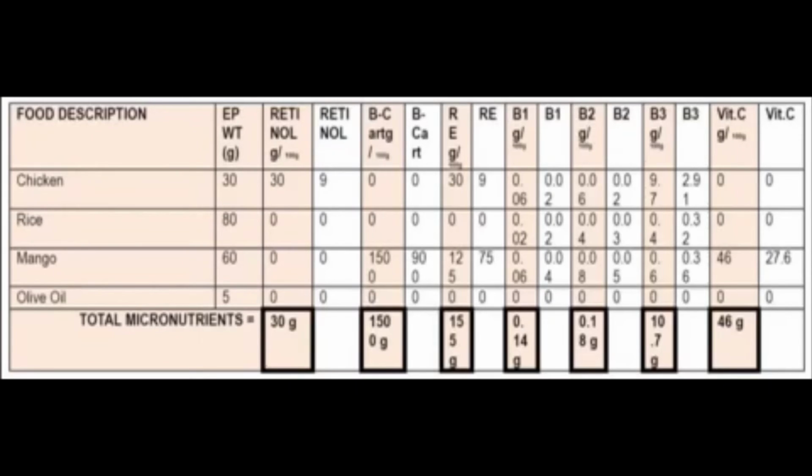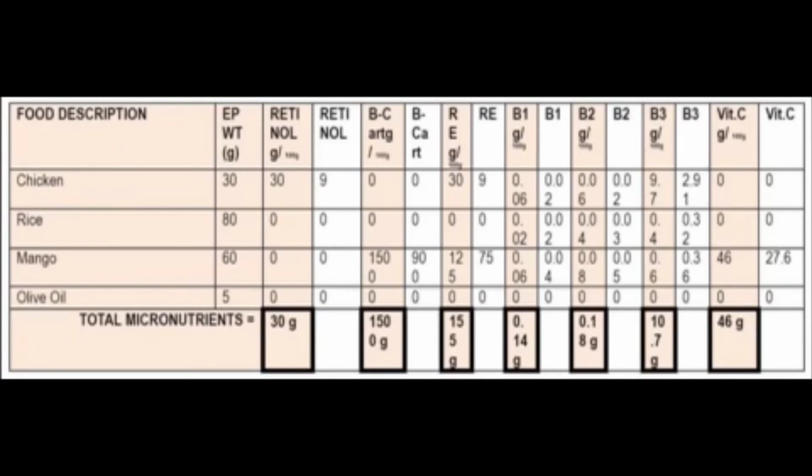The weight for chicken is 30 grams. Retinol is 30 and 9. So beta-carotene is 0, and RAE is 30 and 9. So B1 is 0.06 and 0.02. So B2 is 0.06 and 0.02. So B3 is 9.7, 2.91. So the vitamin C has none for the chicken.